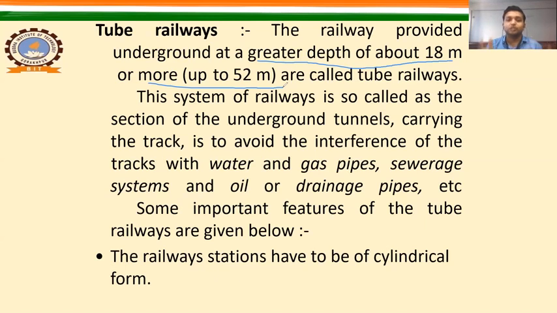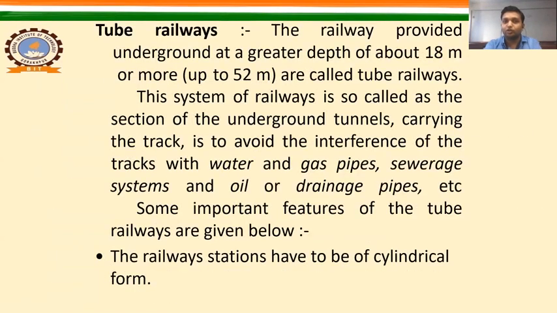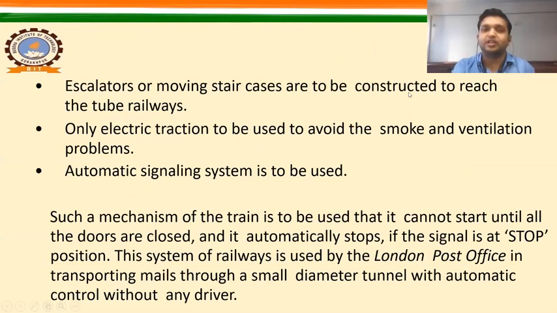And what are some important features? Now we'll look at some of the important features of this tube railway. The first feature is that the railway station for this kind of tube railway has to be of cylindrical form. The second one is that escalators or moving staircases are to be constructed to reach the tube rail. So escalators are mandatory in the case of tube rails.